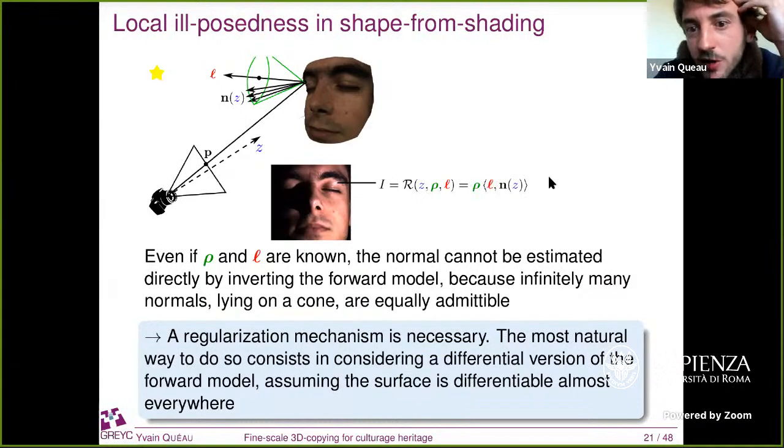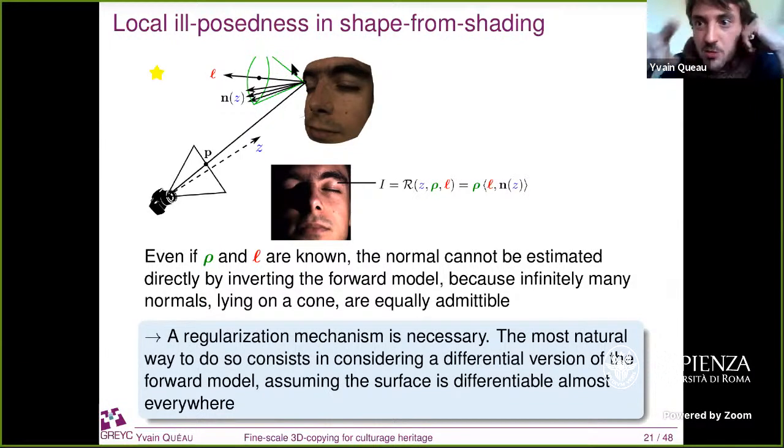Now assume rho is known and L is known. What this equation tells me is that the normal to the surface should be lying on some cone, which I'm drawing here on the top left. I know the light vector, and I know the measured intensity. The equation tells me the cosine of the angle between the normal and the light source. But this is all. All of these normals on the cone are admissible. So in each pixel, there exist infinitely many surface normals explaining the image.